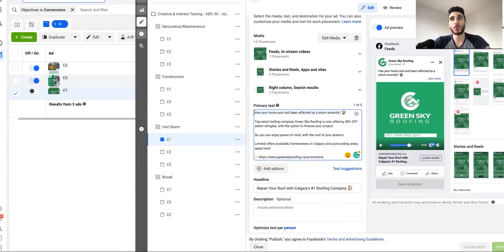This ad copy was short, it was sweet, it was concise, straight to the point, and we just built so much authority in such little words, right? This is ad copy 101. So the hook was only of interest to people who had their roof affected by a recent storm. And then we built authority by saying top-rated roofing company Green Sky Roofing is now offering our offer, which is the most important thing about your advertising, is your offer. What do prospects get in exchange for giving you their information? So they could apply for potentially 40% off. And then we added some urgency, limited offers available.